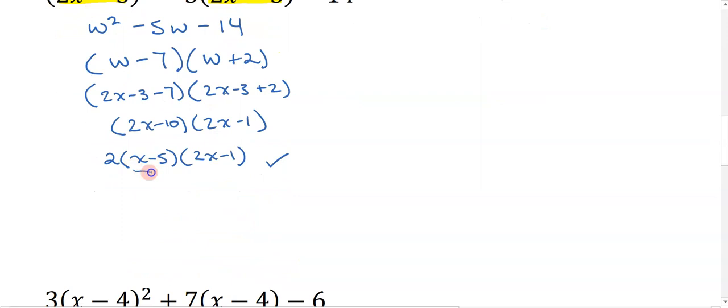Again, order doesn't matter. If the x minus 5 came second and the 2x minus 1 came first in those two binomials, it doesn't matter. But I would always put the monomial way out front in the beginning.